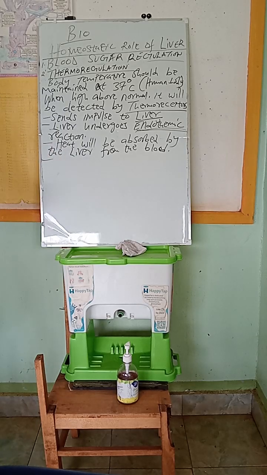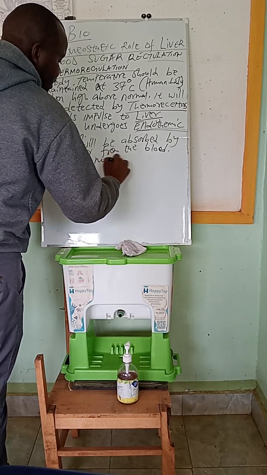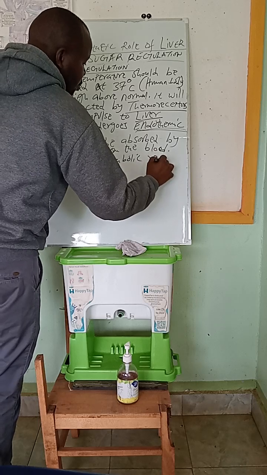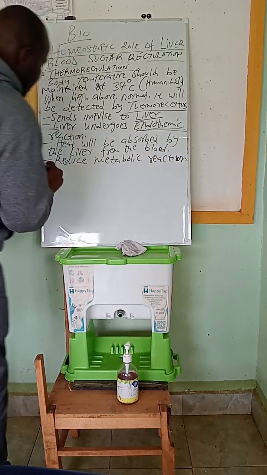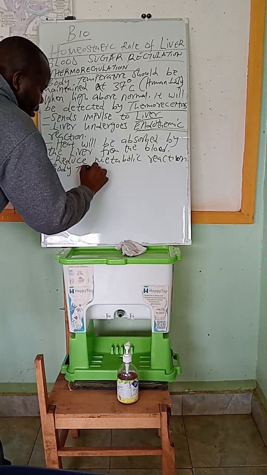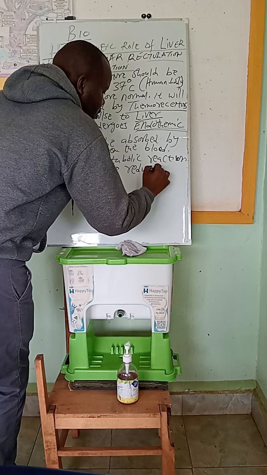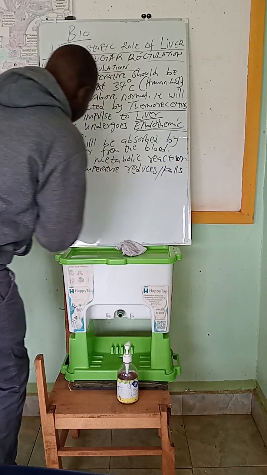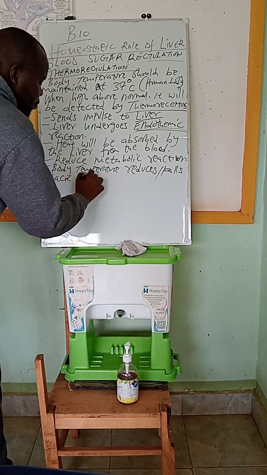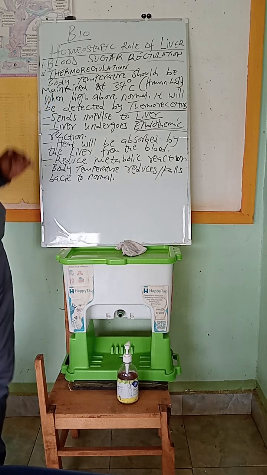Then we have number 2, we reduce metabolic reactions. The liver will reduce metabolic reactions, or reduce metabolism. And what will happen at that point? Body temperature reduces or falls back to normal. This is very essential for the proper working of the body. We are saying the body temperature should be maintained at 37 degrees Celsius.